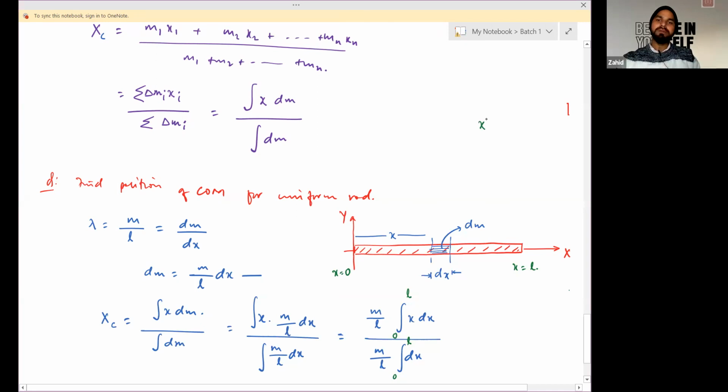For integration, if you have x raised to n times dx, just use this formula.